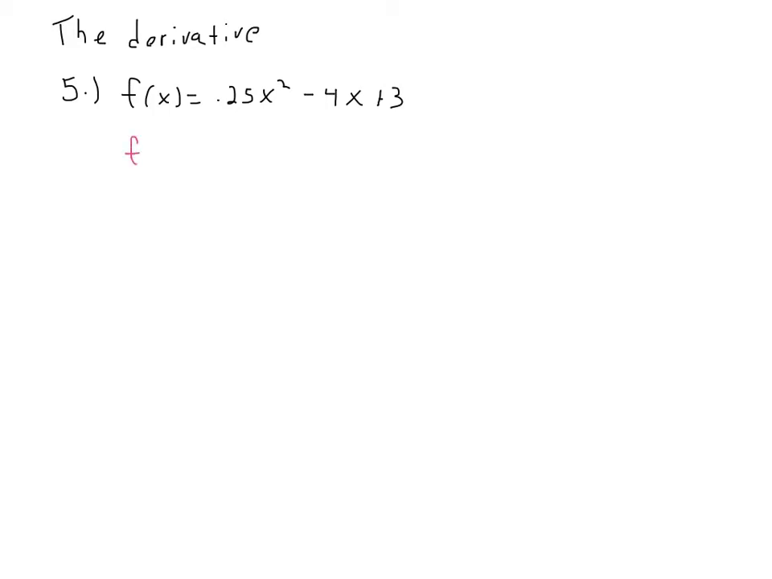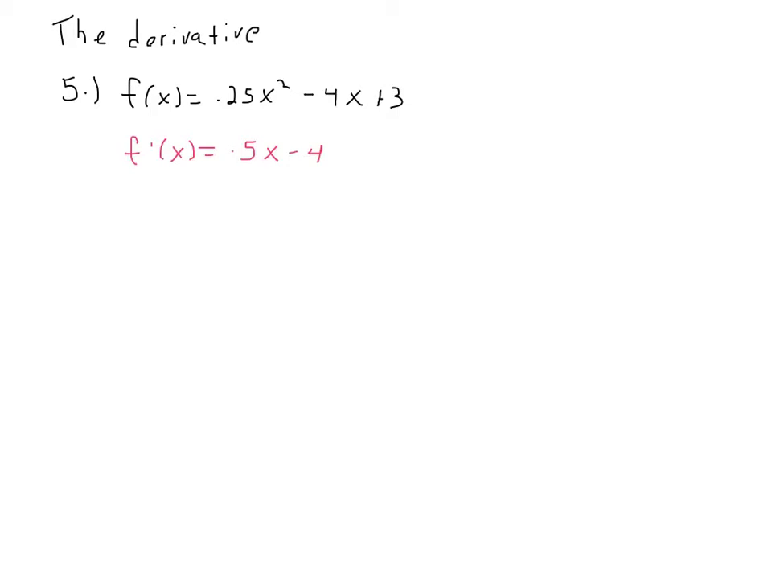I just want to take a couple seconds to talk about the derivative. Okay, and so on number 5, we had to find the derivative of f of x is equal to 0.25x squared minus 4x plus 3. And hopefully you guys got an answer that f prime of x is equal to 0.5x minus 4.